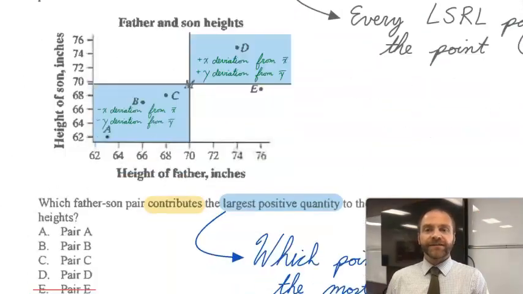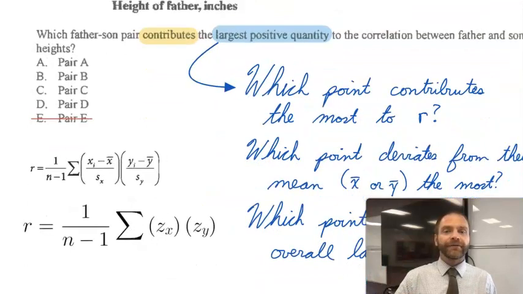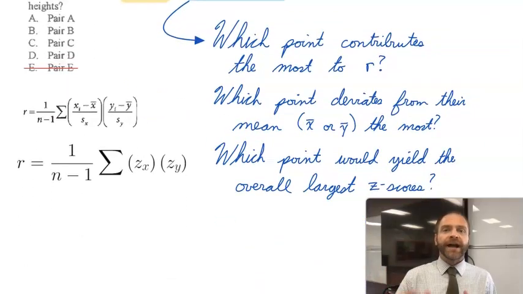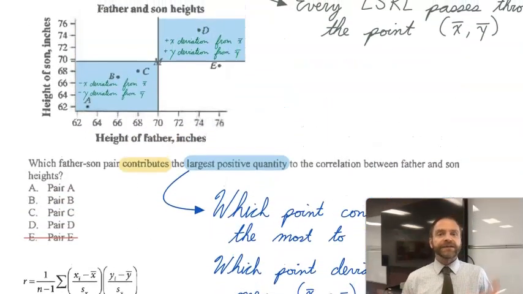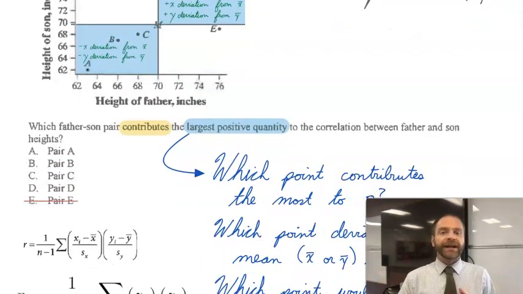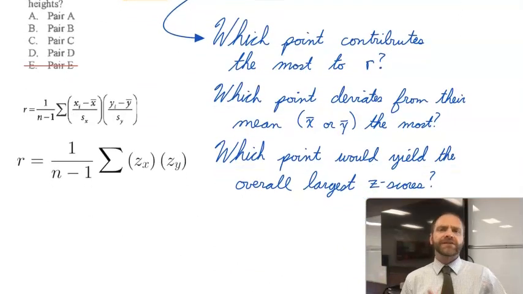So E is gone. Now what I'm really going to do is I'm going to figure out what is this question asking us. And so you can see I have 3 phrasings up above. I have which point contributes the most to R, our correlation. Which point deviates from the mean x bar and or y bar the most. And what that means is which is further away. And that's what deviates from. How far away is it from that point? So that's what we're looking at. And in other words, which would yield the overall largest z-score?